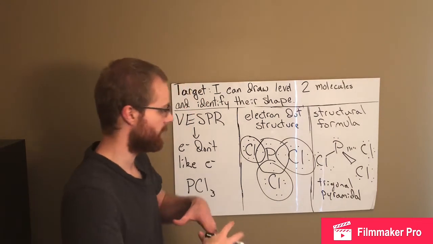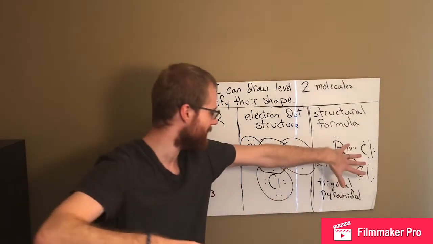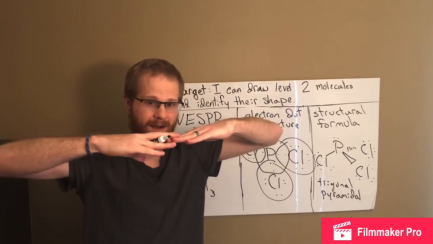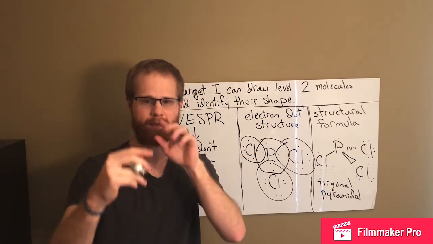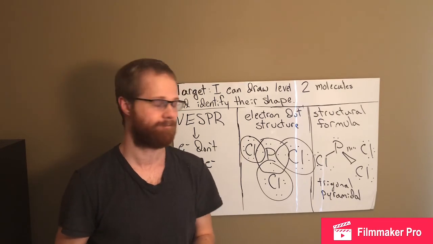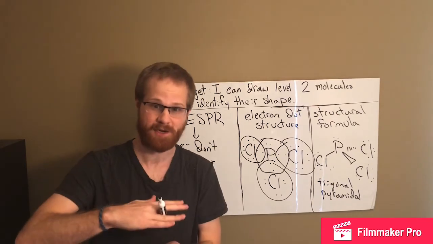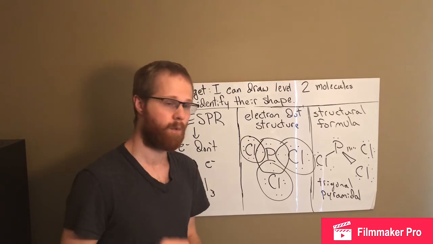Because it's creating an electronegative force that's pushing these 3 atoms' bonds down just a little bit and creating a more pyramid-like shape rather than a flat shape. Cool. Got one more that we're going to work over.